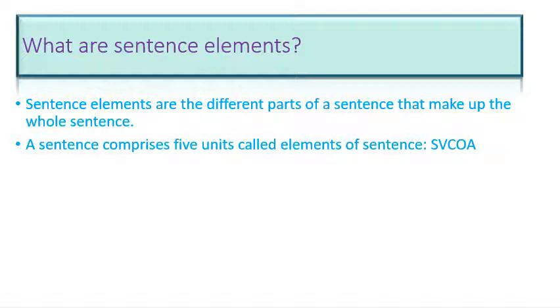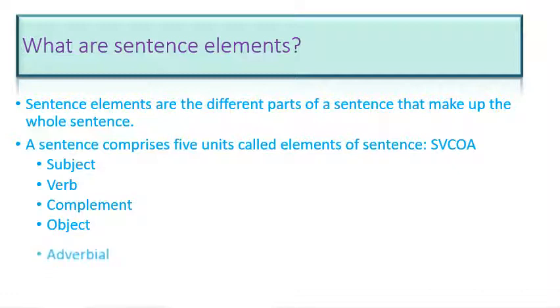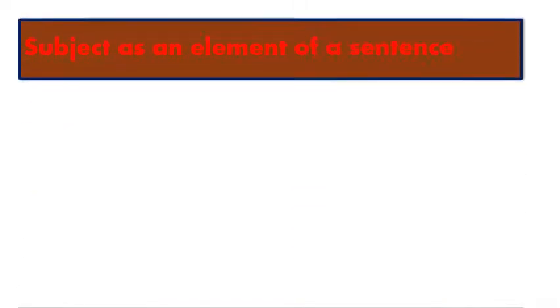What are sentence elements? Sentence elements are those different parts of a sentence. They are the different parts of a sentence. Now we have 5 sentence elements in English. They are the subject, verb, complement, object, and adverbial. These are the 5 sentence elements that we have in English.